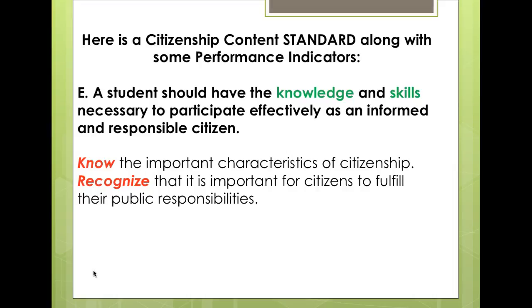So a student should have the knowledge and skills necessary to participate effectively as an informed and responsible citizen. So we have knowledge and skills. They're your nouns. What do they have to know? They have to know the important characteristics of citizenship. Well, now we're getting somewhere where it might be measurable, because you can measure characteristics and you can observe people demonstrating those characteristics. And you can recognize it is important for citizens to fulfill their public responsibilities. So these are two performance indicators. But recognize, again, is very vague.